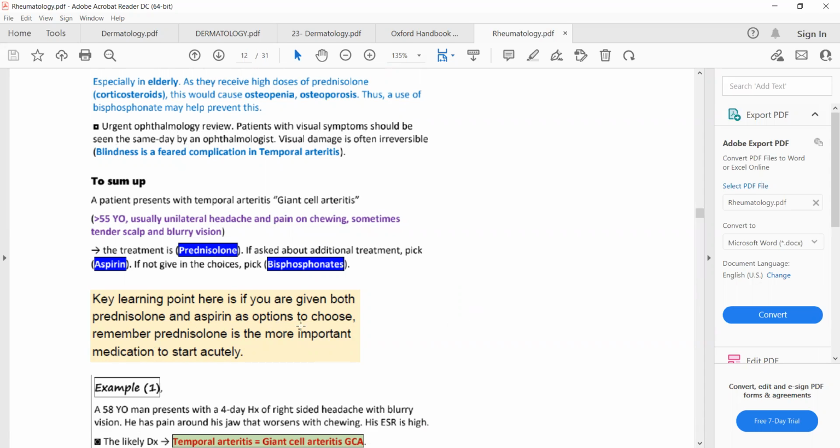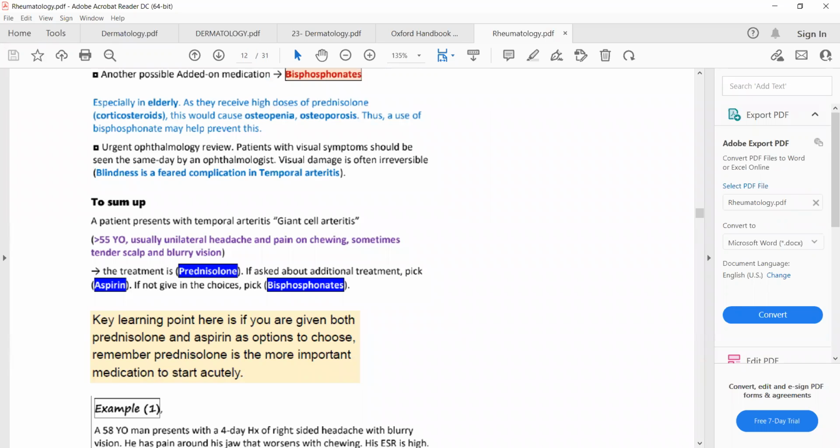The key learning point in this topic is that aspirin and prednisolone both can be given, but of these two drugs, prednisolone is the more important medication to start acutely. So you will start prednisolone first of all, and then you will add aspirin, and then bisphosphonates can also be given.